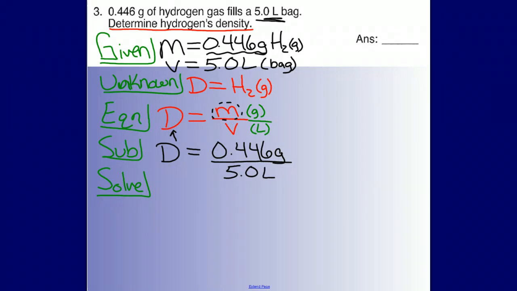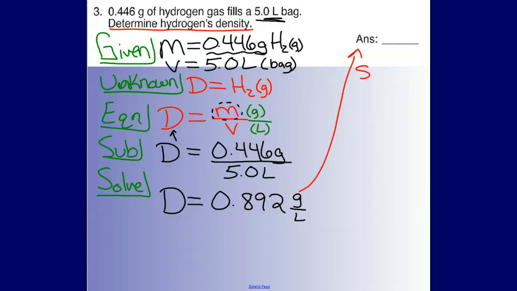And then my last step is to solve. So I will plug that into my calculator: 0.446 grams divided by 5.0. And I'm going to end up with 0.892. Check your units here: grams divided by liters. Now, your final answer: sig figs. You've got to remember your sig figs. What did you start with? We started with 2 significant figures here and 3 significant figures here. My answer should only have 2 sig figs. So I go to my 3rd sig fig, round my 2nd sig fig, keeping it the same: 0.89 grams per liter.